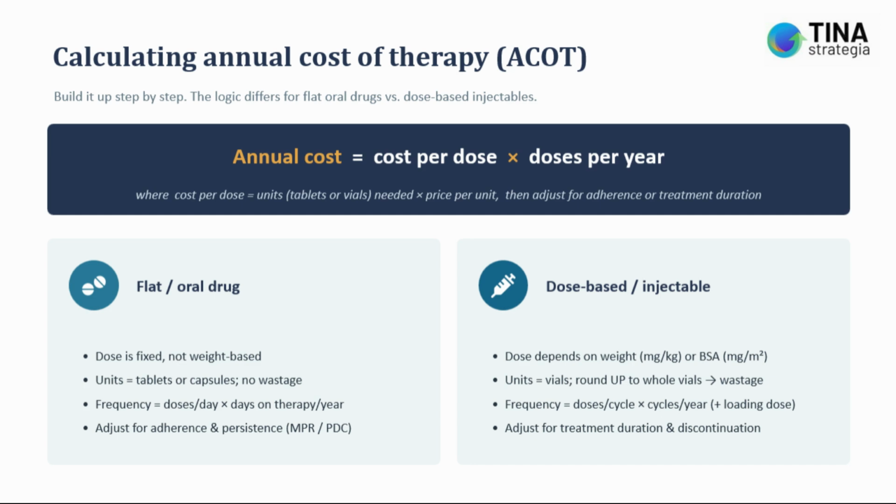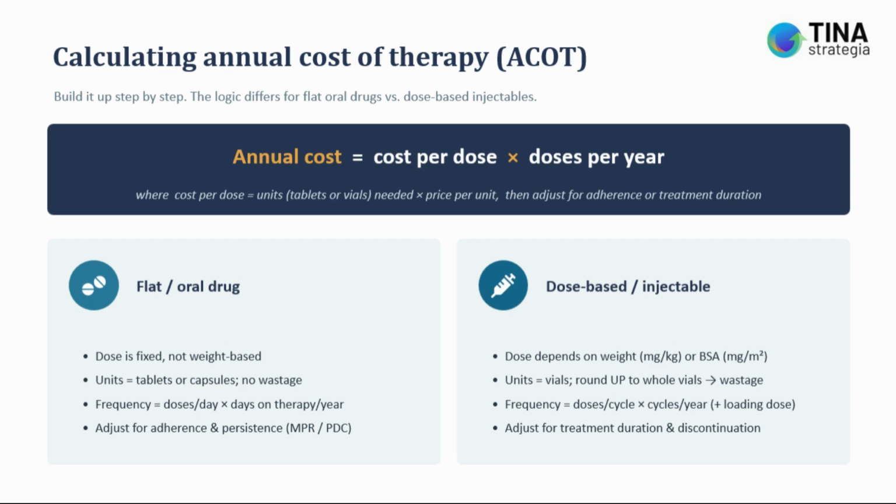Now here's the important lesson on this slide. The way you build up the calculation is different for two kinds of drugs, and mixing them up is where errors creep in. On the left, the flat, oral drug. Think of a pill you take every day. The dose is fixed. Everyone takes the same milligrams. It doesn't depend on how big the patient is.